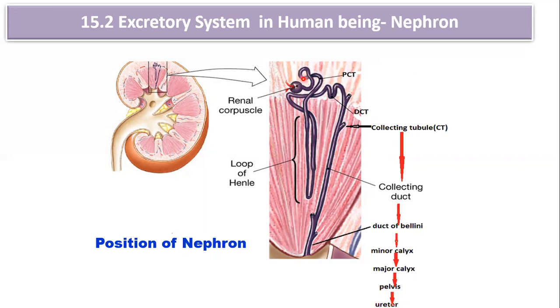Malpighian body, PCT, DCT are located in the cortex of the kidney, whereas Henle's loop and collecting ducts are present in the medulla. So ultimately the urine is collected from the collecting tubule into the collecting duct. The collecting duct is going to open into the duct of Bellini. 7 to 8 collecting ducts are going to open into the duct of Bellini. This duct of Bellini is going to open over here, that is, the renal papilla. The renal papilla is going to open into the minor calyx. Minor calyx is going to open into the major calyx. Major calyx is going to open into the pelvis and finally into the ureter.